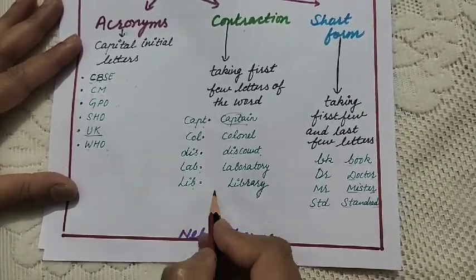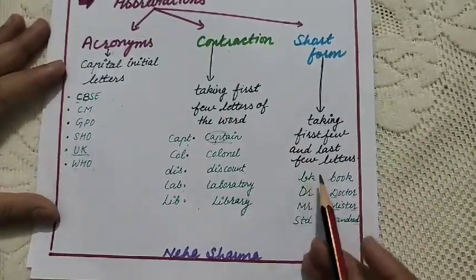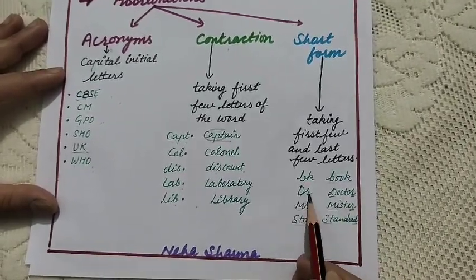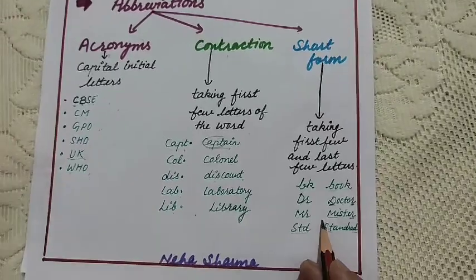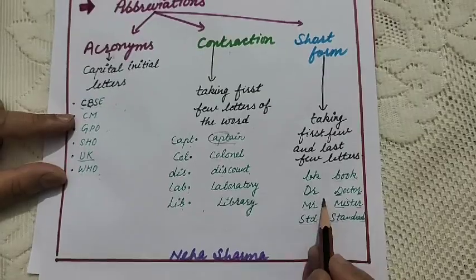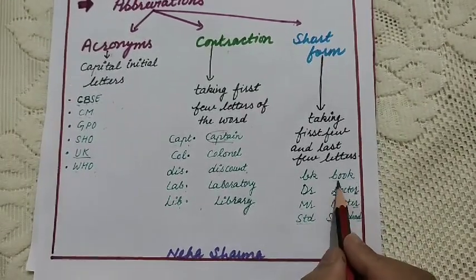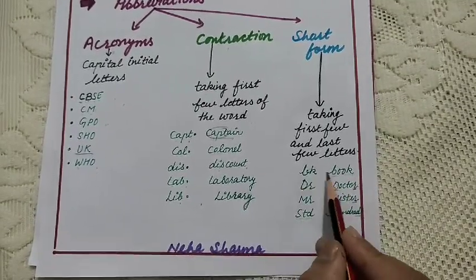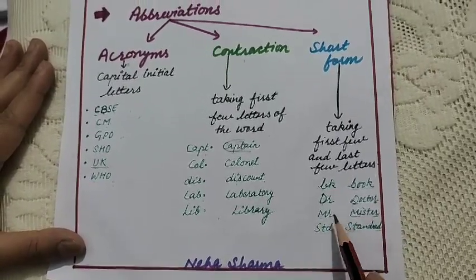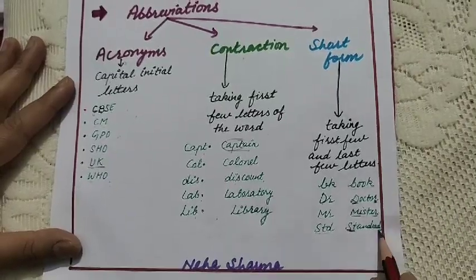Next, short form is taking the first few and last letters, like generally we do in doctor, first letter D and last letter R, Dr. And when the spelling is complete, meaning the last letter is there in the spelling, there is no need to put a dot or a full stop here. Like book, BK, Mr, there is no dot required. Standard, STD. I have taken ST from here and D from here.